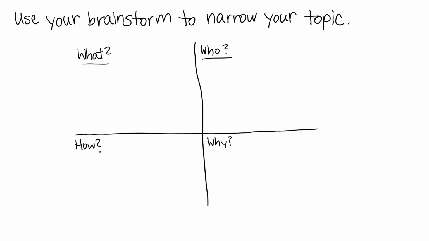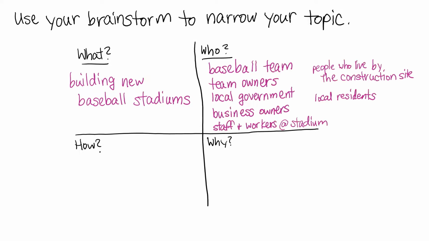Let's say I'm taking sports economics this semester. I'm going to use this brainstorming diagram as an example to show you how you might use it for your own class. For my what, I'm going to talk about building new baseball stadiums. Who's affected by building baseball stadiums? The baseball team, team owners, the local government, people who live by the construction site are some examples.